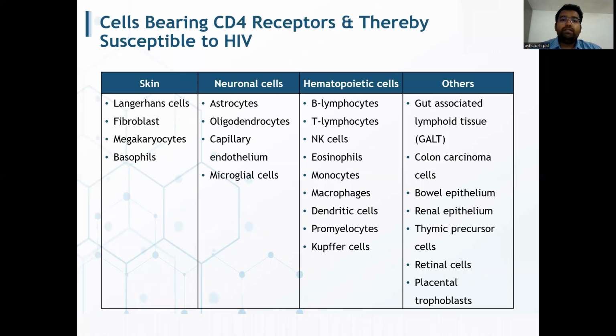Now, the cells bearing CD4 receptors, and thereby susceptible to HIV, are present on the skin, nerves, hematopoietic cells, and others like colon carcinoma cells, gut-associated lymphoid tissue, retinal cells, placental trophoblast, etc.